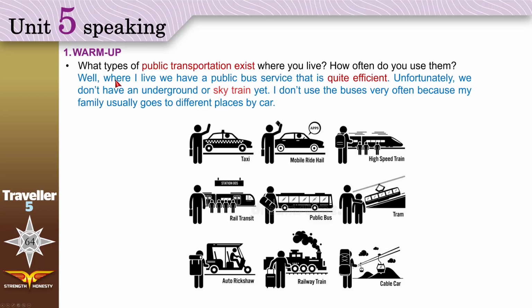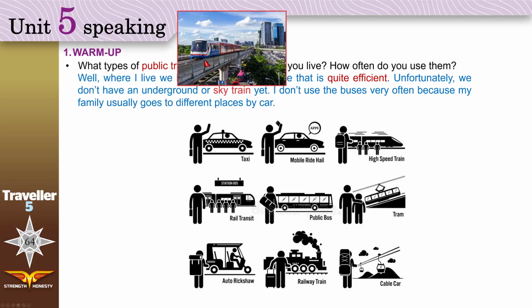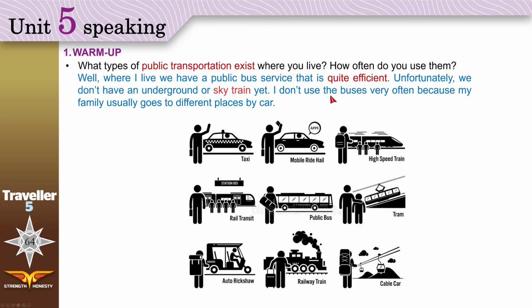Well, where I live, we have a public bus service that is quite efficient. Efficient means it is good. It doesn't use a lot of time. It doesn't use a lot of money. Unfortunately, we don't have an underground or sky train yet. A sky train is a train that moves on bridges above the ground. I don't use the buses very often because I have my own car, our family car, which we use to go to different places.